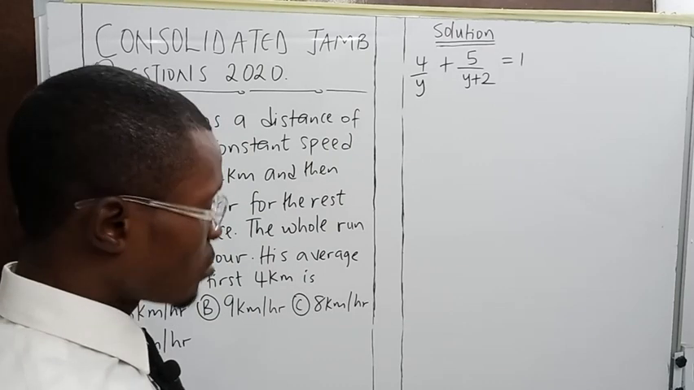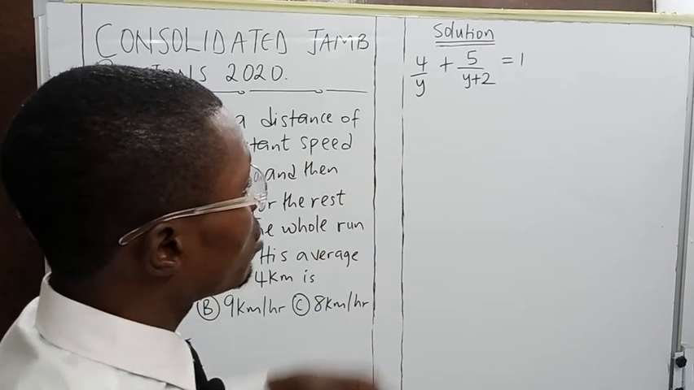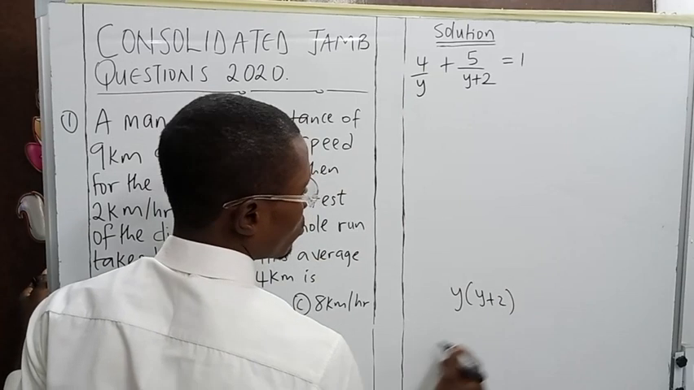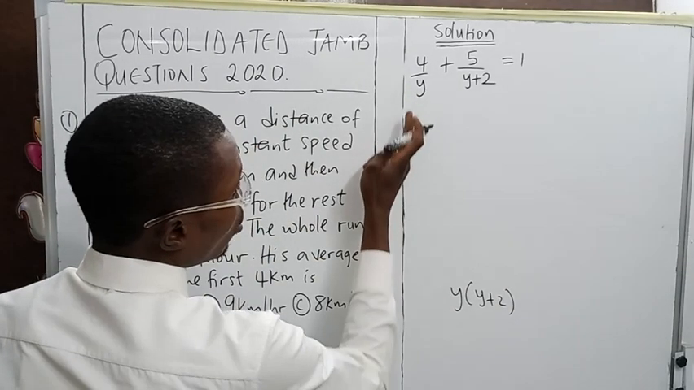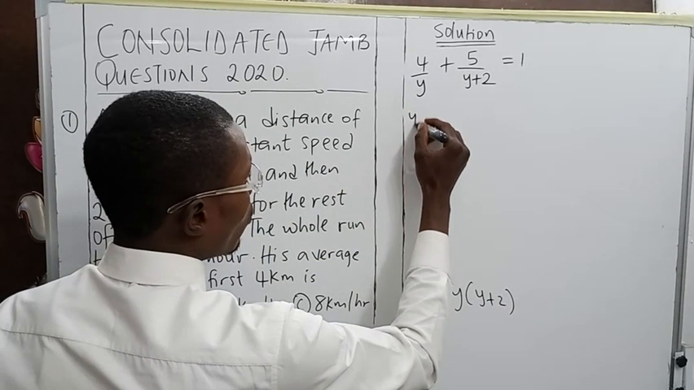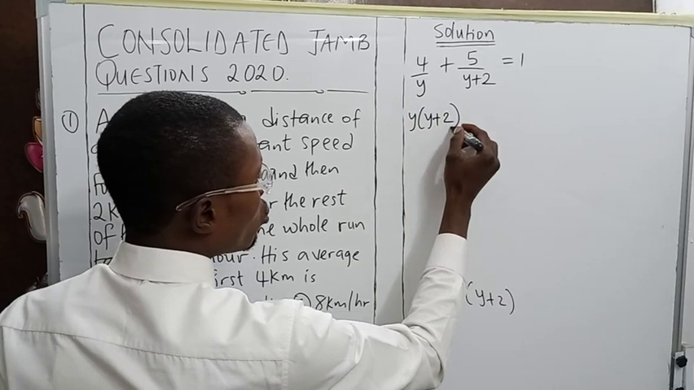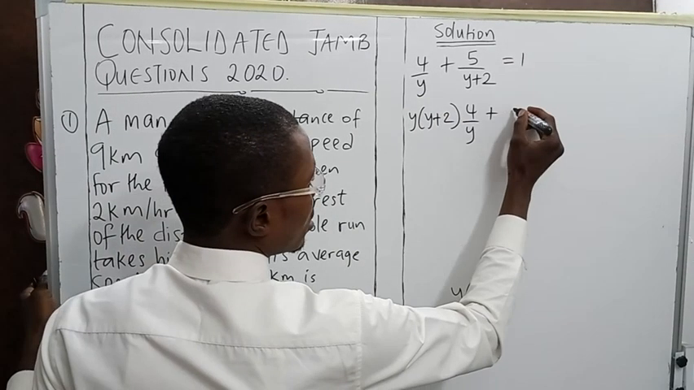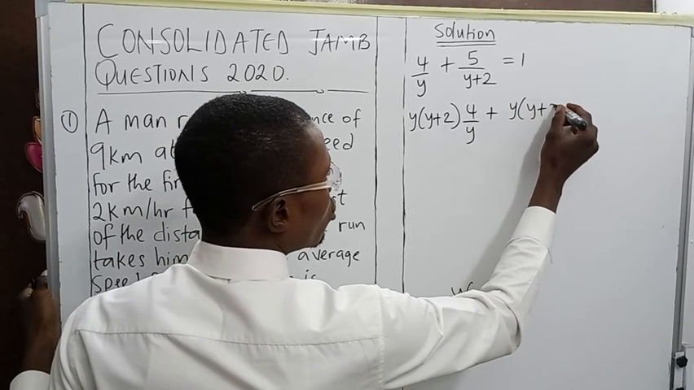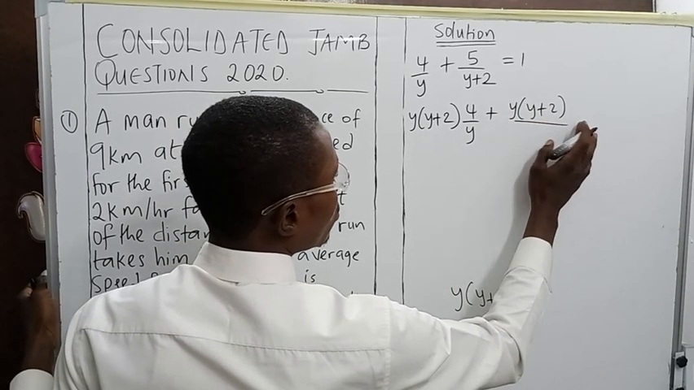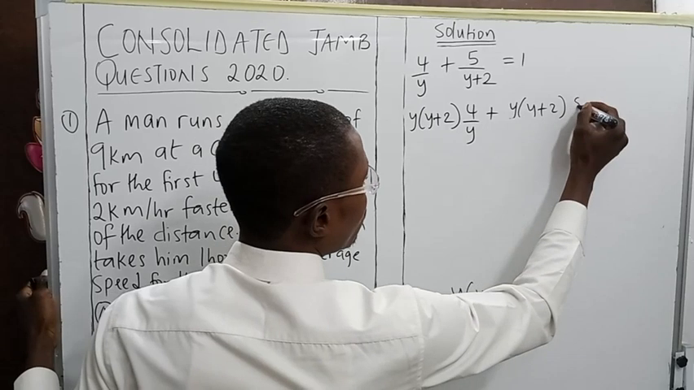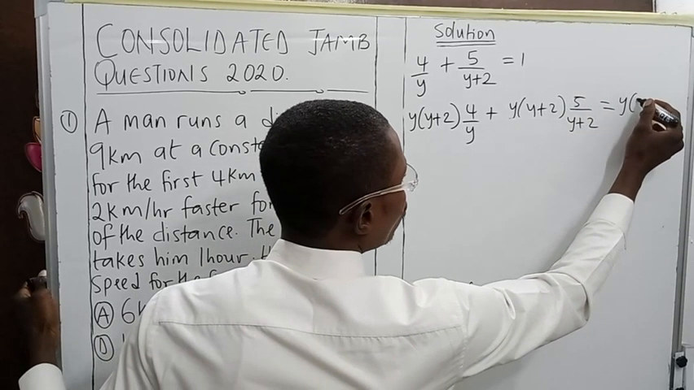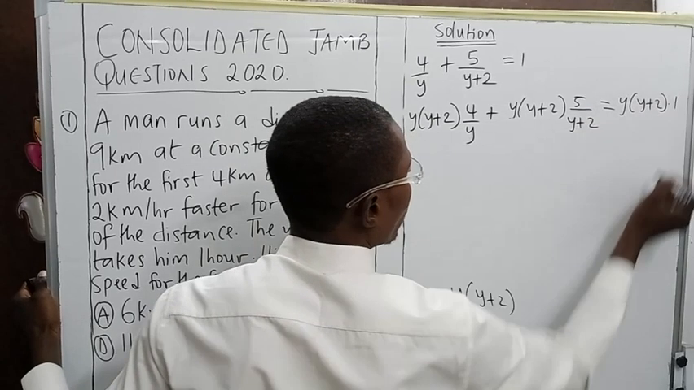Okay, so we have this now. So how do I go about this? I'll multiply each fraction by the LCM. The LCM is y into y plus 2. So multiply this by the LCM. I'm going to have y into y plus 2 times 4 over y, plus y into y plus 2 times 5 over y plus 2, equals y into y plus 2 times 1.